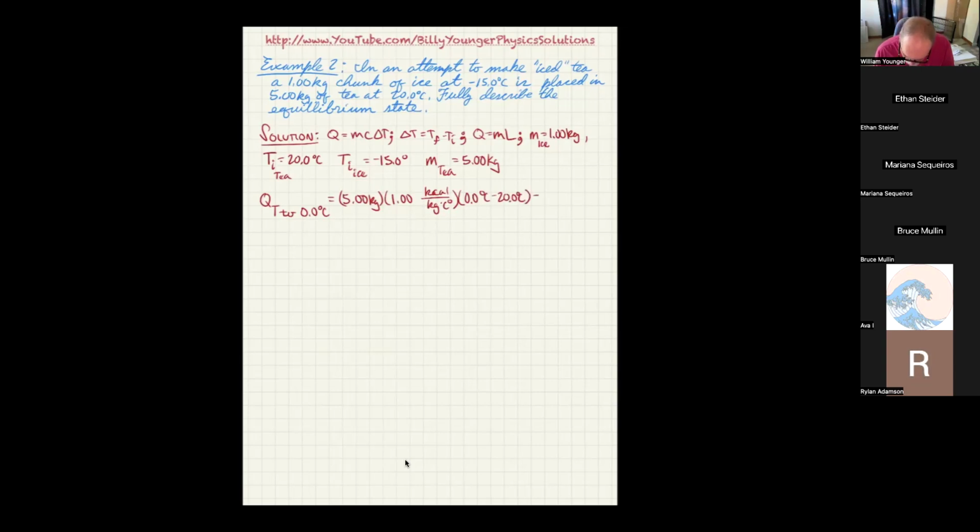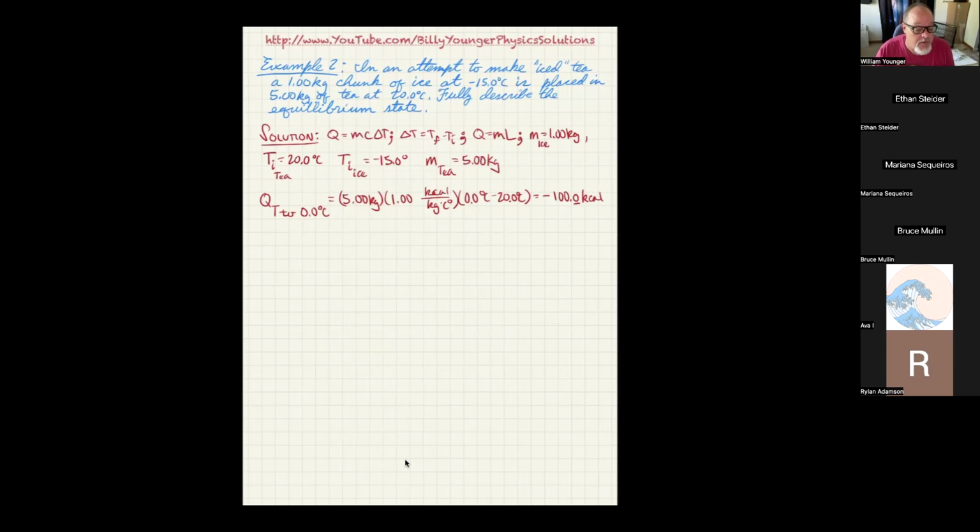When I do that, you're obviously going to get a negative number, but you can see it's 5 times 1, which is 5, times 20, which is 100. So this is going to be negative 100. That should allow me 3 sig figs, so I'll write this as 100.0 and put a bar under that. And that should be kcals. So it's going to take about 100 kilocalories to take 5 kilograms from 20 degrees Celsius down to 0.